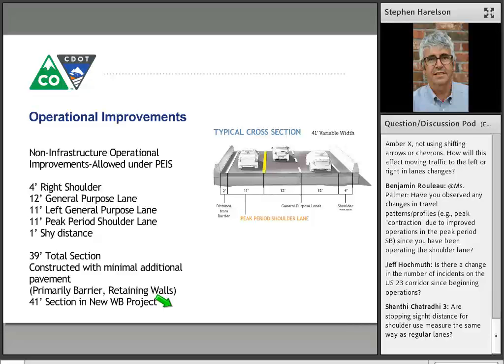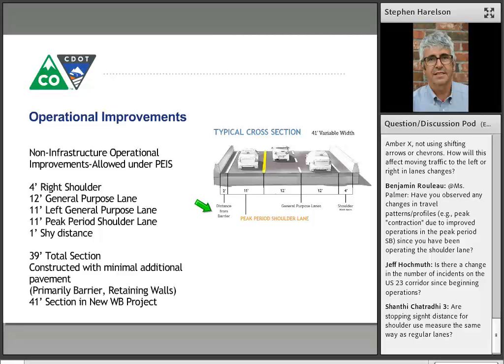So our operational improvement is very similar to what some of the other speakers have talked about. We use a left lane as our peak period shoulder lane. We've got the 2 general purpose lanes on the right. We have a 4-foot right shoulder. In our eastbound construction, the right lane was 12 feet. We narrowed the left lane to 11 feet. We did a peak period shoulder lane of 11 feet, and the shy distance from the median was 1 foot.